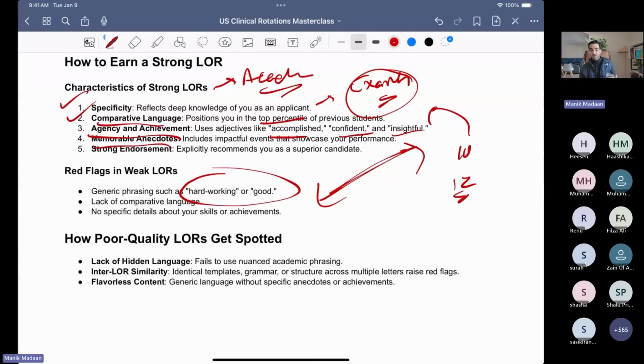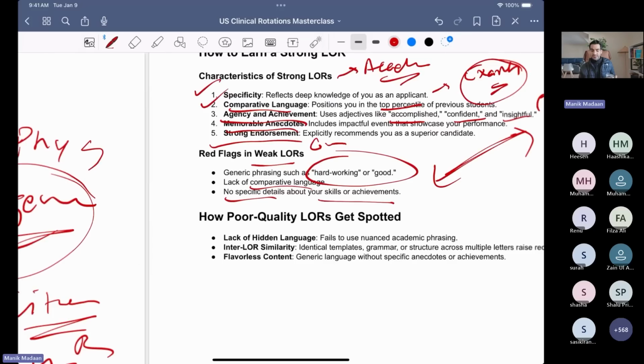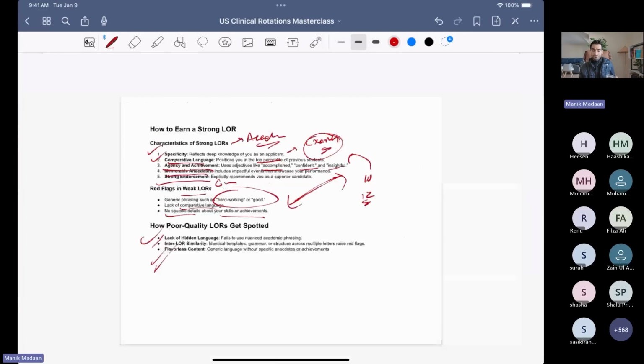Memories and anecdotes, like I talked to you about certain experiences where I can demonstrate your performance, where you did something for a patient. Strong endorsement, like where they explicitly in the end endorse you, right? This is missed in LORs which are generic from private companies. They lack the comparative language, and there's no specific details about your skills or achievements. And this is how we basically spot that, right?